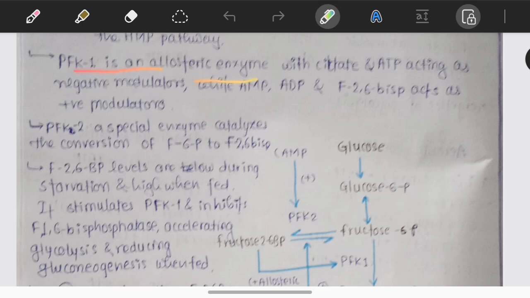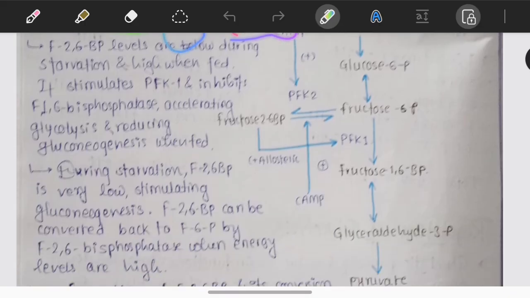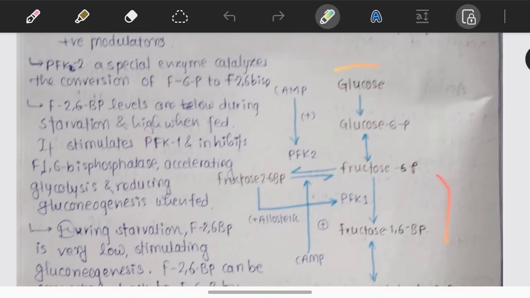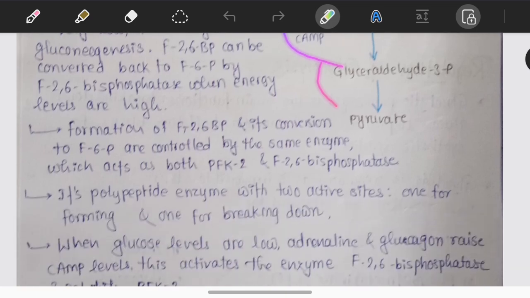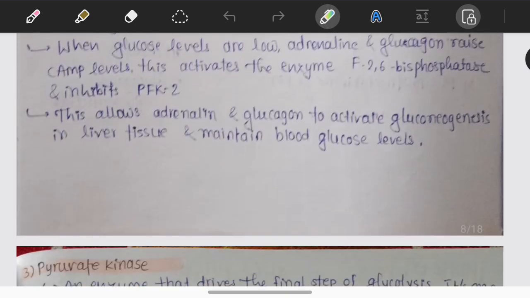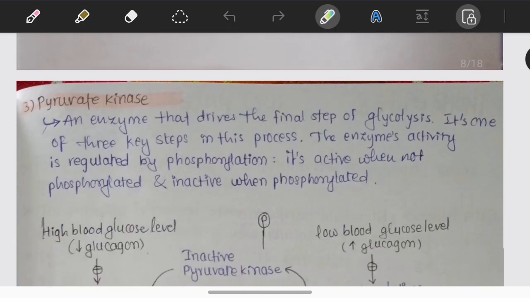Phosphofructokinase is an allosteric enzyme with citrate and ATP acting as negative modulators, while AMP, ADP, and fructose 2,6-bisphosphate act as positive modulators. Phosphofructokinase 2 is a special enzyme that catalyzes the conversion of fructose 6-phosphate to fructose 2,6-bisphosphate. You can draw this diagram for the enzyme, you do not require these 2 pages of theory. You can overlook this. It's only for your understanding of glycolysis.